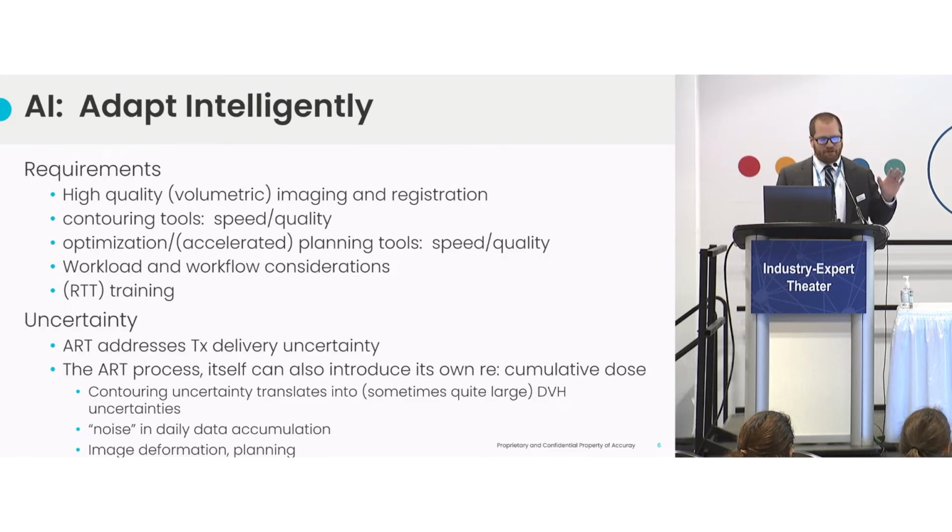From a 10,000-foot view, adaptive addresses treatment delivery uncertainty, but it's important for us to be cognizant that the adaptive process itself can introduce its own uncertainty, such as with cumulative dose. There are contouring uncertainties that can translate into sometimes large DVH uncertainties. There could be noise with daily data accumulation, and certainly there could be uncertainty with image deformation and planning.